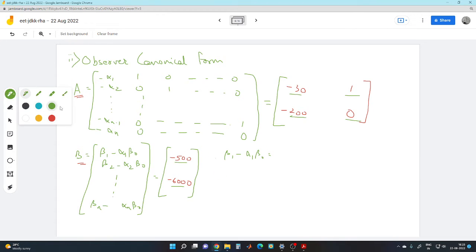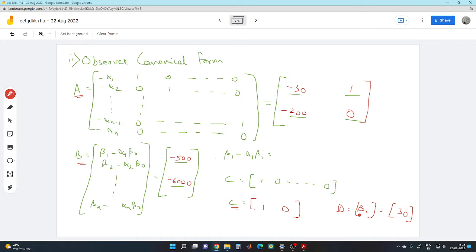Because it is an observer canonical form, the C matrix is nothing but 1, 0 up to n. Because it has only two values, C is actually 1 and 0. And D is simply equal to beta naught, which is equal to 30. So we have found the observer canonical form as well. A is found, B is found, C is found, and D is found. So these are the two commonly used forms.